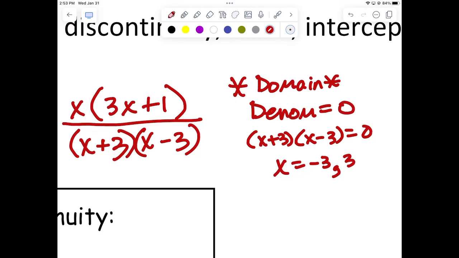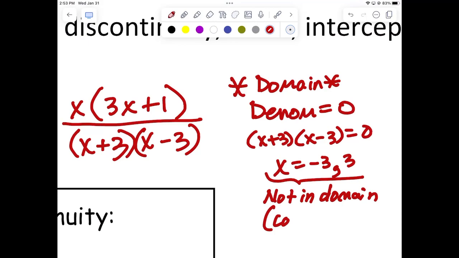Or you can set them both equal to 0. I don't care. Set them both equal to 0 and subtract 3 and add 3, and you get the same two roots. Now, these are important values because these two are not in the domain. They're the only two. Okay? They cause a 0 in the denominator.